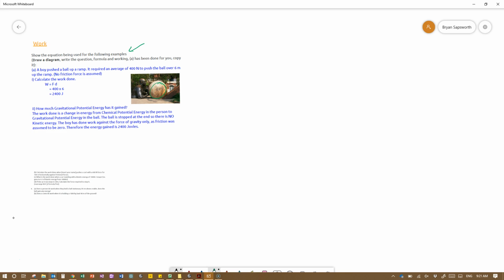Okay, so imagine there's a ball here and we're going up a ramp. As it gets to the top, it gains gravitational potential energy. I should write that more clearly. It didn't have it at the start. It didn't have any gravitational potential energy, and then it gains gravitational potential energy. And for it to do that, it needs to have work done on it.